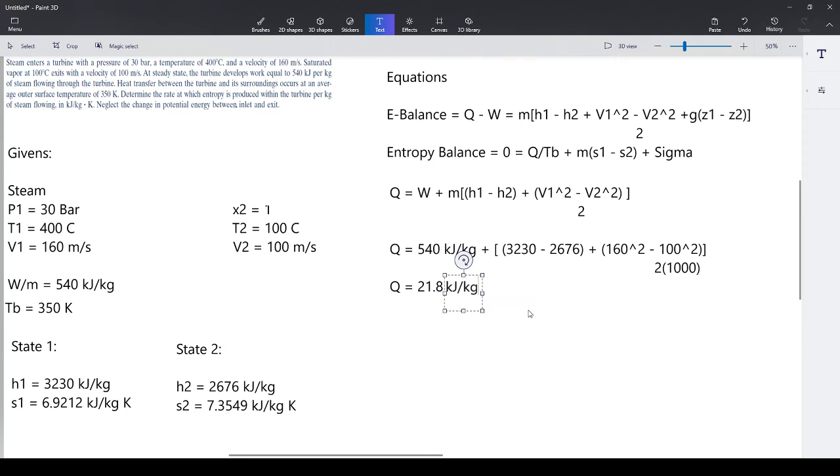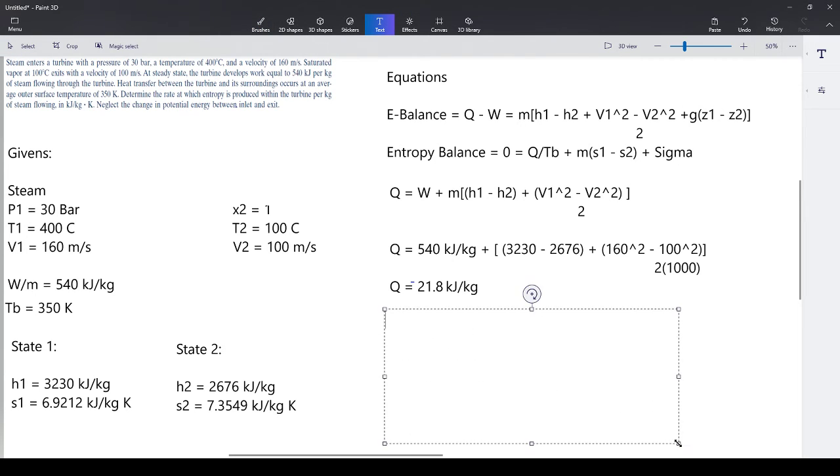And this is kilojoules per kilogram of heat transfer. Although this should be a negative number. I didn't put a negative there, but I'm really nailing it right now, aren't I? So let's do that. Negative 21.8.